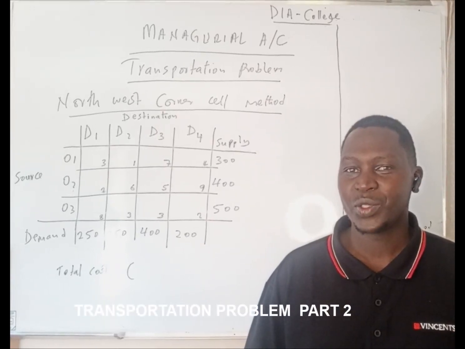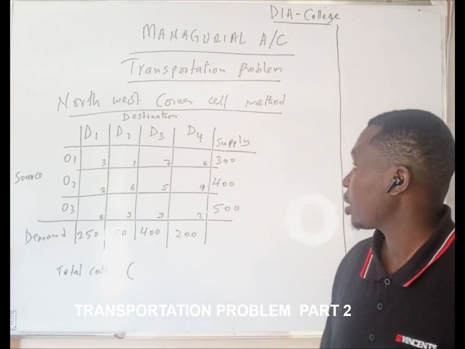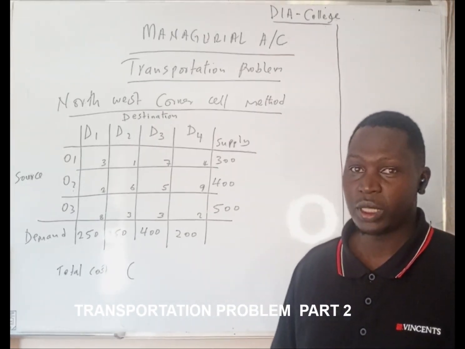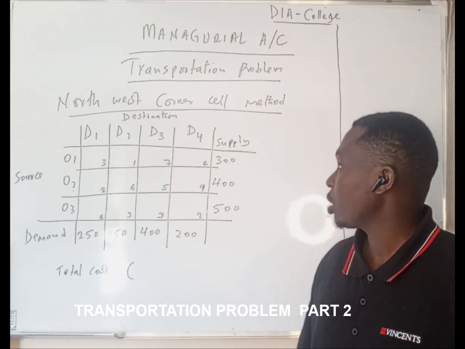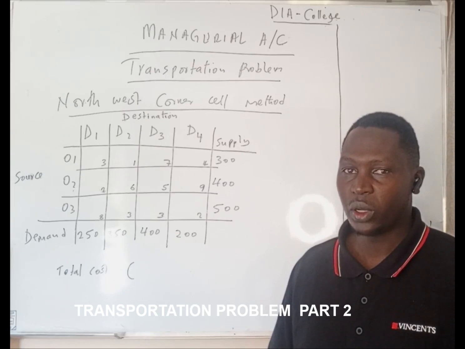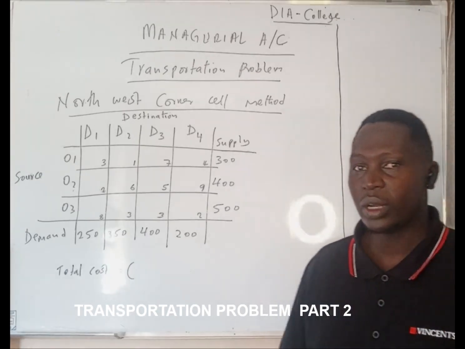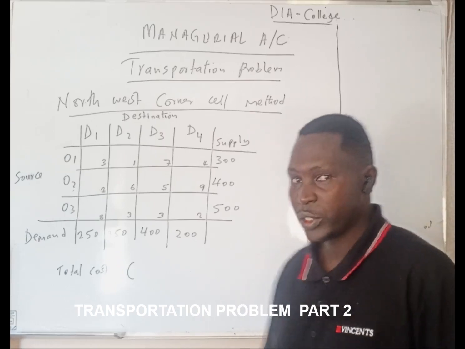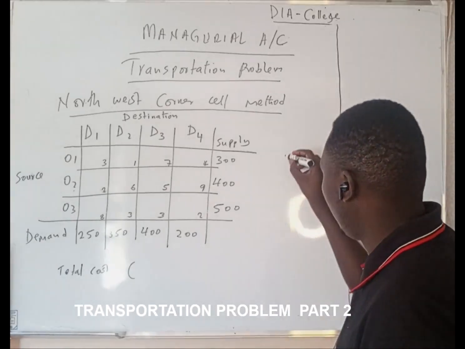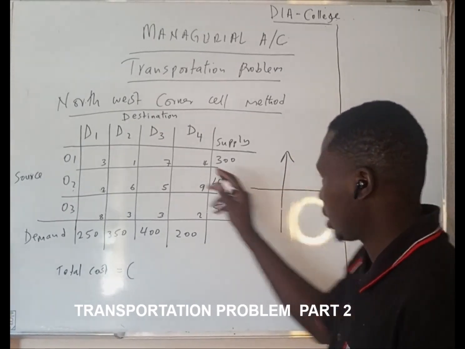Hello, welcome back to our class. In this video we're going to learn how to solve a transportation problem using the northwest corner cell method. Using the northwest corner cell method requires you to identify the most northwest corner in the transportation problem.